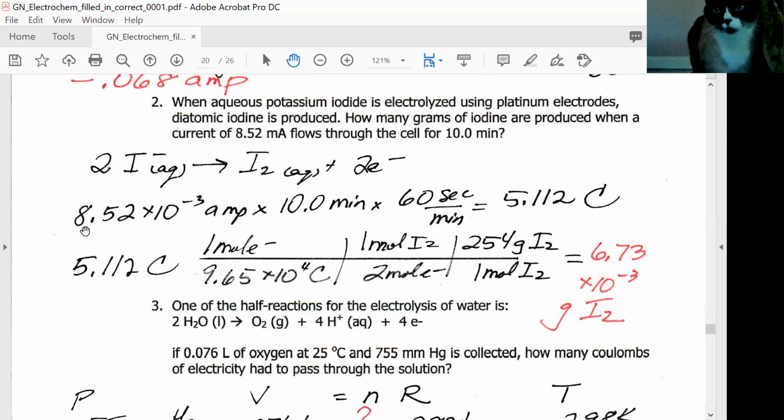So we're going to take our 8.52 times 10 to the minus 3 amps, multiply that by the time in minutes, and convert our minutes to seconds so that we can get coulombs. Then we're going to take the coulombs and use Faraday's constant to convert to moles. There's 2 moles of electrons per 1 mole of iodine, which we got from this half reaction. And then 1 mole of iodine is 254 grams of iodine, and so then we get our answer.